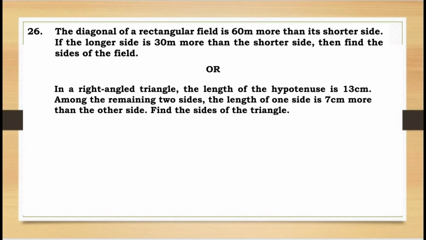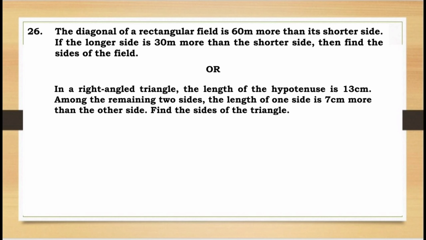26th question is, the diagonal of a rectangular field is 60 meter more than its shorter side. If the longer side is 30 meter more than the shorter side, then find the sides of the field. Or, in a right angled triangle, the length of the hypotenuse is 13 cm. Among the remaining two sides, the length of one side is 7 cm more than the other side. Find the sides of the triangle.